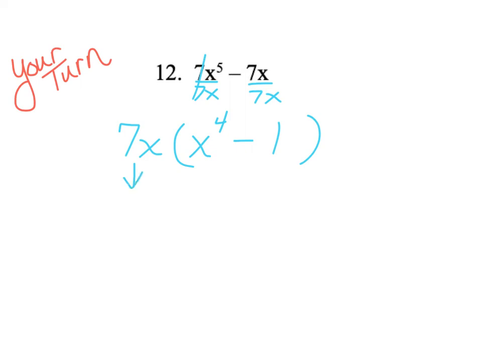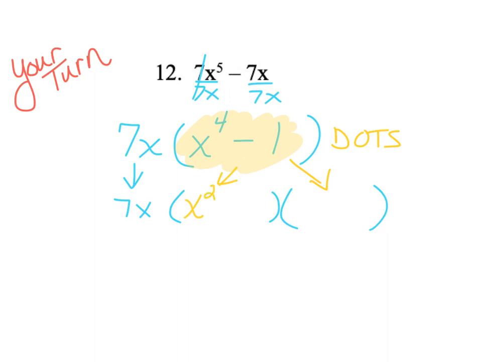So we bring down the 7x, open up 2 binomials, and we do have the dots pattern with this x squared minus 4. All right, so the dots pattern says it becomes x to the second is the square root, because x squared times x squared would be keep your base and add your exponents. You get x to the fourth, and the square root of 1 is 1, and the pattern says 1 is a plus and 1 is a minus.